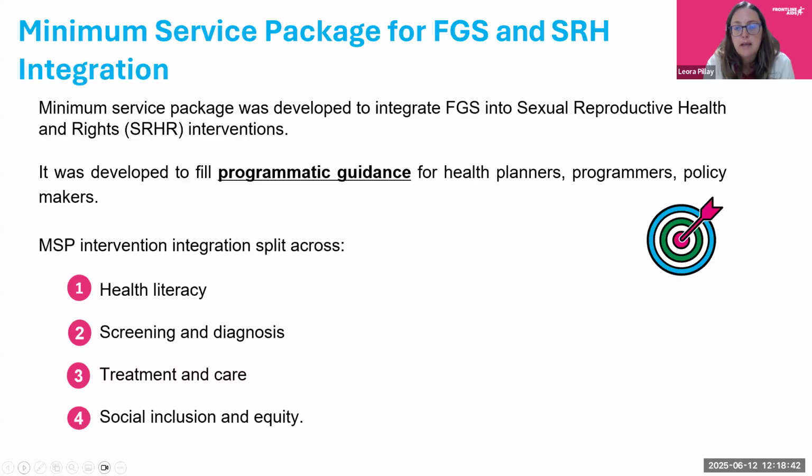And the MSP, which I'll call it from now, was split across 4 areas. The first area was health literacy. The second area, screening and diagnosis. The third area, treatment and care. And the 4th area, social inclusion and equity, which was a cross-cutting element. So I'll start explaining exactly what this entailed and what kind of guidance this provided under each section. So let's start with health literacy.